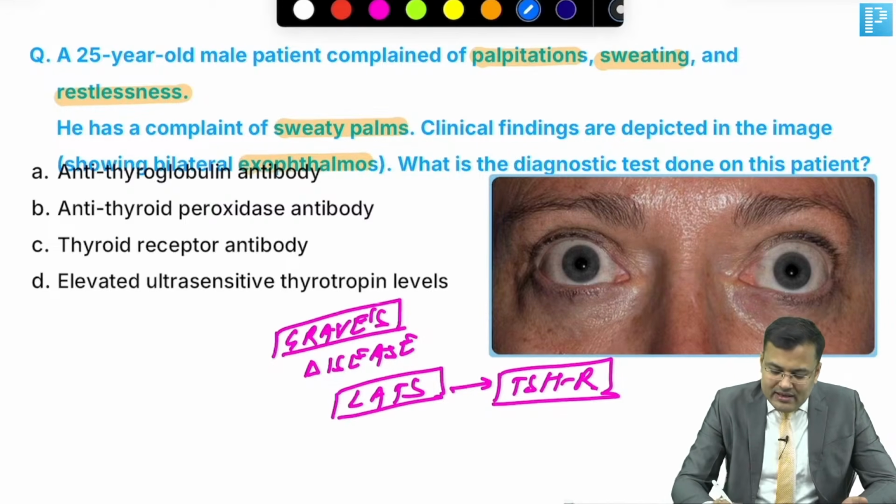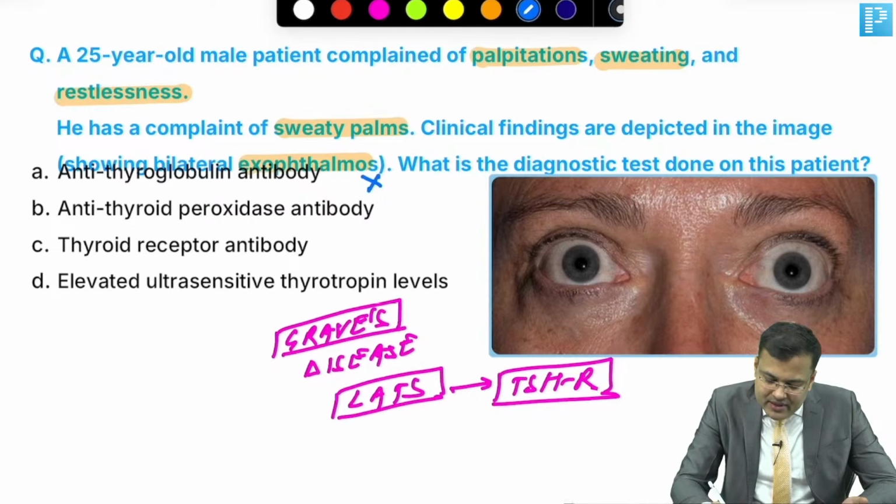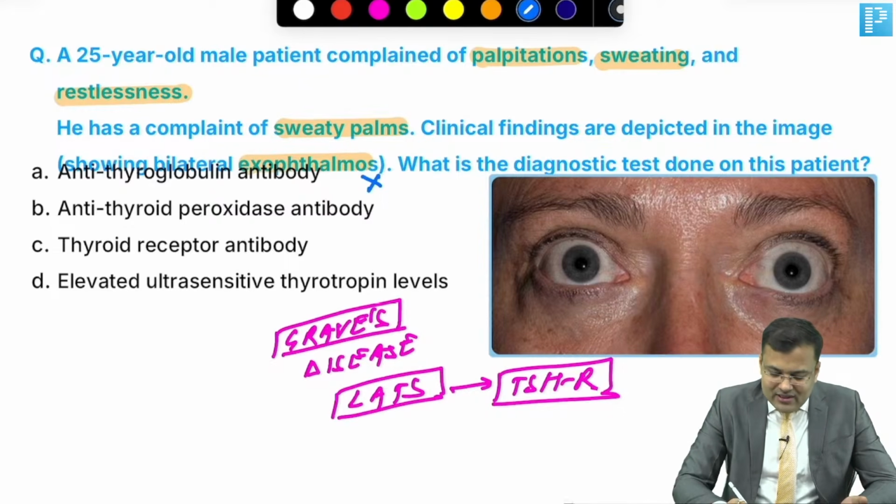So it is not anti-thyroglobulin antibody. It is not anti-thyroid peroxidase antibody, because you know that it is in Hashimoto's.